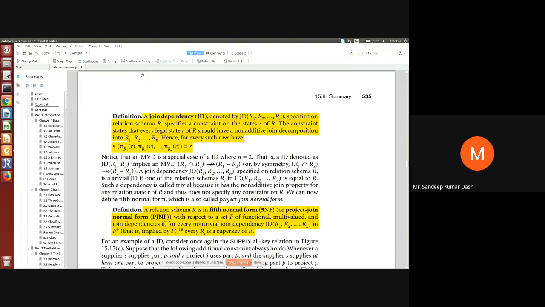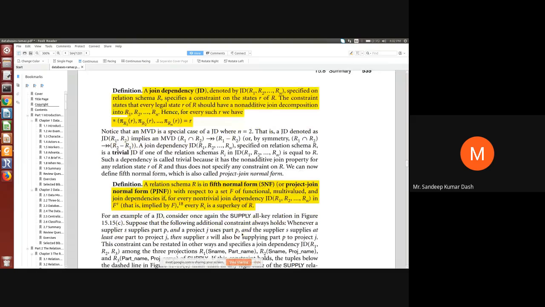That means R2 is not a subset of any other R, be it R1, R3, R5 or something, or suppose R4 is not a subset of R3, like that. None of them is a subset of another. So in those kinds of divisions, it will be in fifth normal form when every Ri is a super key of the original relation R.